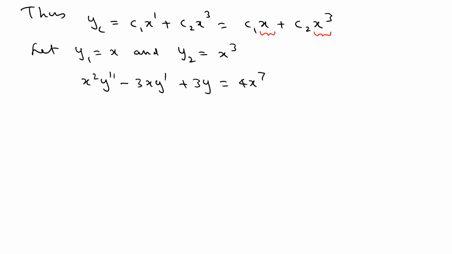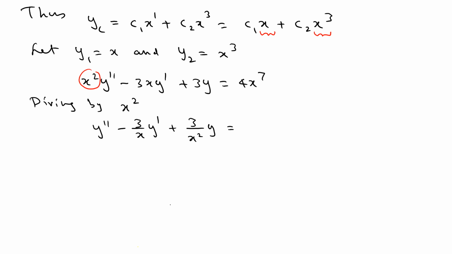What we normally do is bring this to the standard form. So we divide by x squared, whatever term we have in front. You get y double prime minus 3 over x y prime plus 3 over x squared y equals, if you divide by x squared, 4x to the 5th power. Good. That's equation number 2. We need the standard form because this is where you get the f(x) term. That is the f(x) term, not 4x to the 7. It has to be in the standard form.